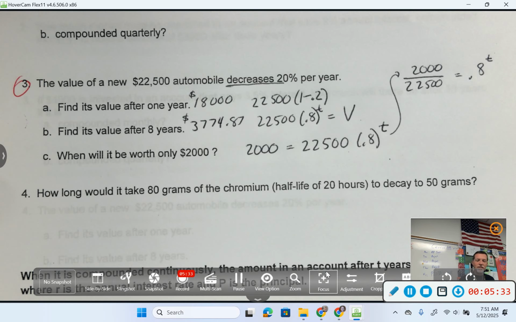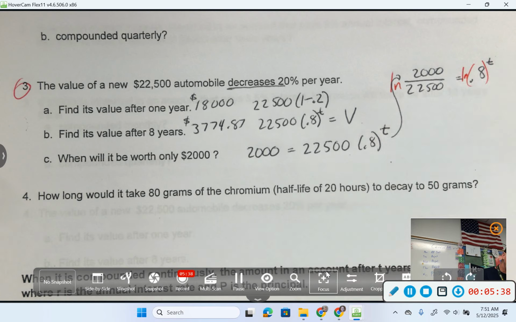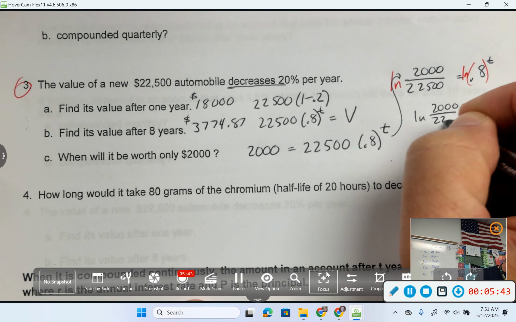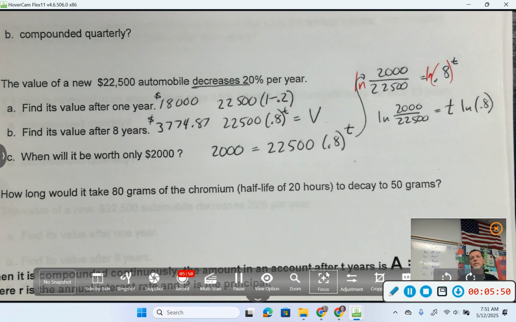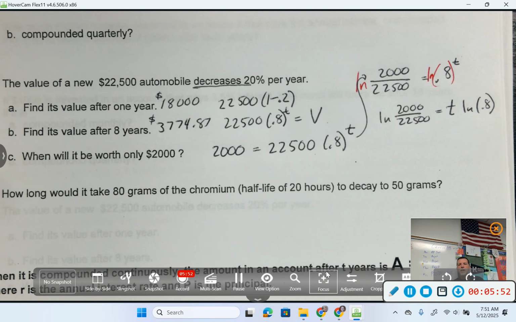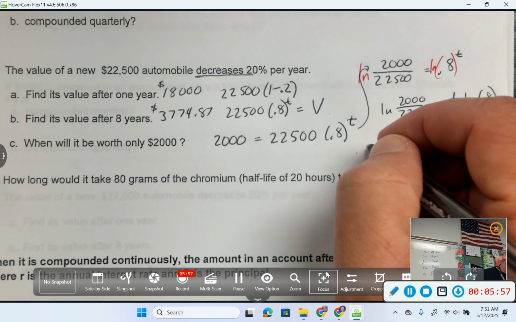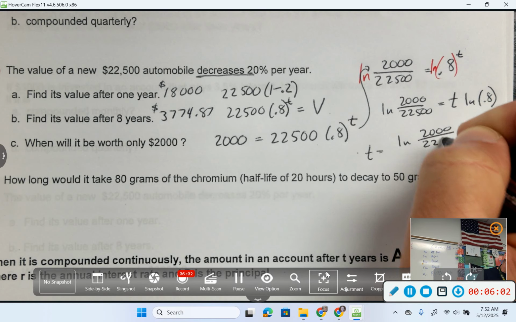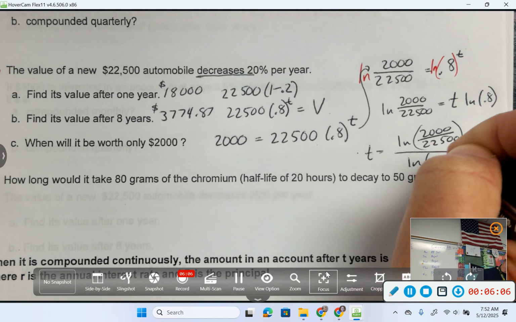Now, Cooper, what would you like to do? Natural log both sides so that that exponent can become a coefficient. And now we're almost there. Divided by natural log of 0.8. So you're going to have this weird expression in the calculator. Careful with parentheses. And like, who gets the natural logs?